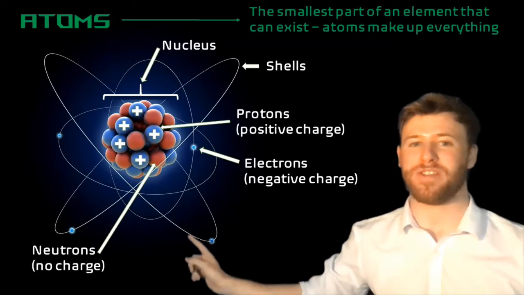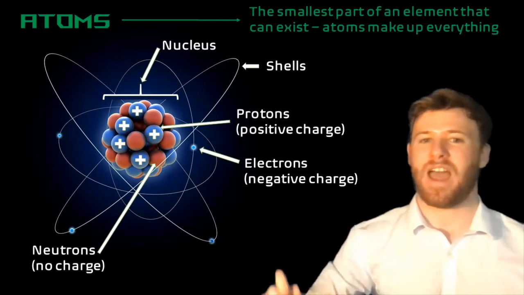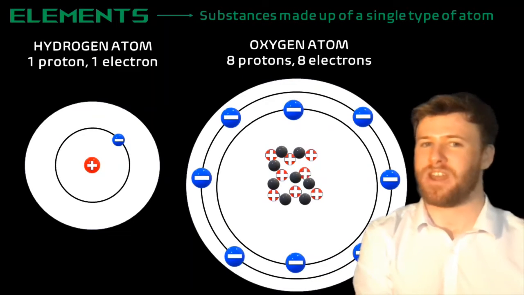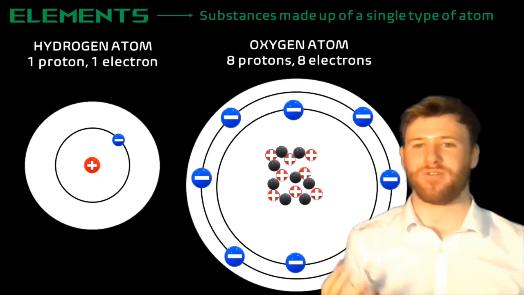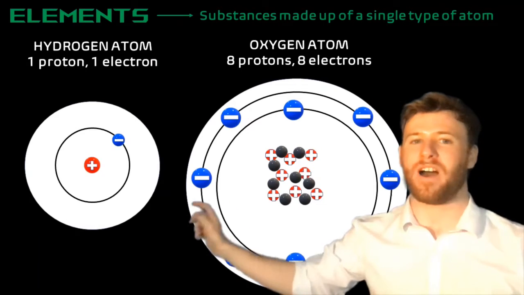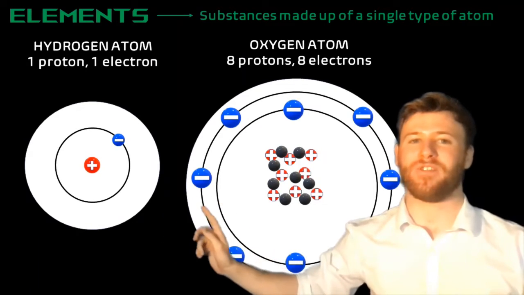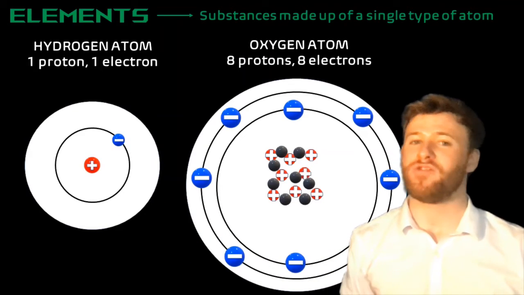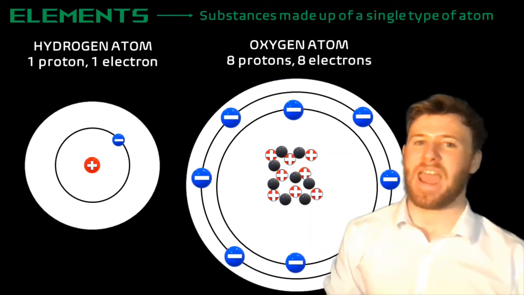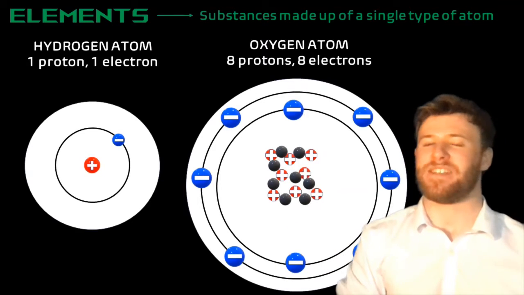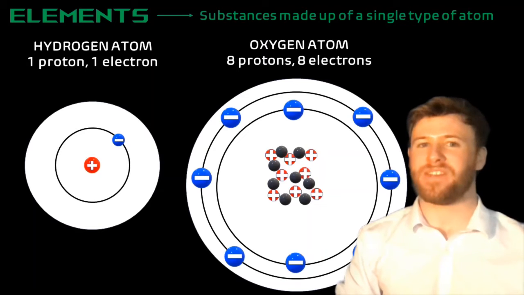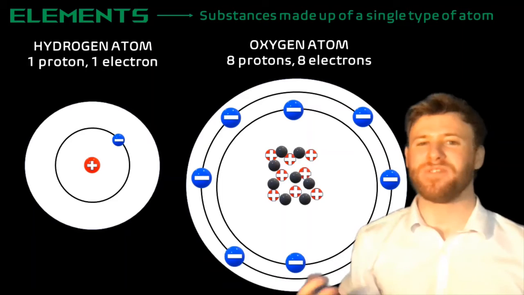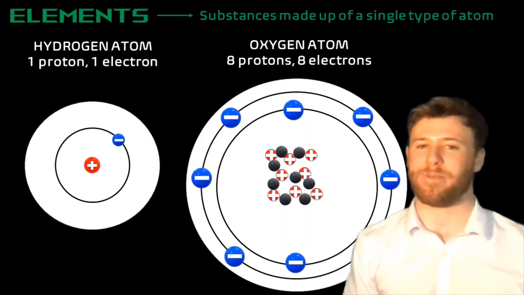These shells contain electrons. And if we look at two different elements, so in this case hydrogen and oxygen, we can see that they have different amounts of protons, neutrons and electrons. So the hydrogen atom is much smaller than the oxygen atom, simply because it only contains one proton, one electron and 0 neutrons. The oxygen atom contains 8 protons, 8 electrons and 8 neutrons. This gives it different properties. It means it behaves slightly differently to hydrogen and also slightly differently to every other element in the periodic table.